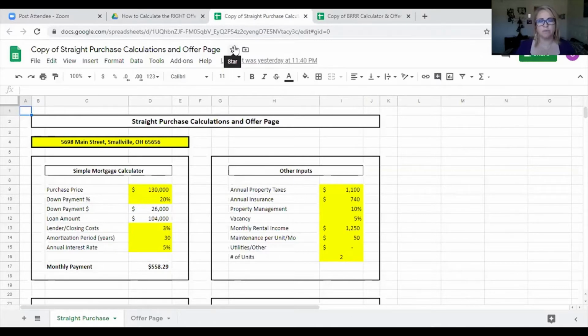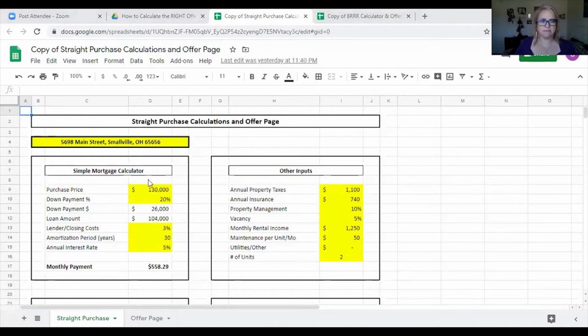All right, so one of the first things we were talking about. Actually, I want to make sure: can you just in the chat confirm you can see where it says copy of straight purchase calculations and offer page? Good. Okay, good. I just want to make sure. Sometimes what I see on the screen I think you guys can see, and then I find out later I was wrong. Okay, very cool.